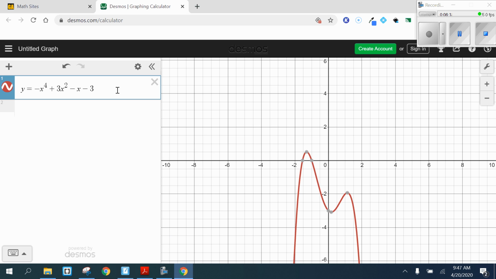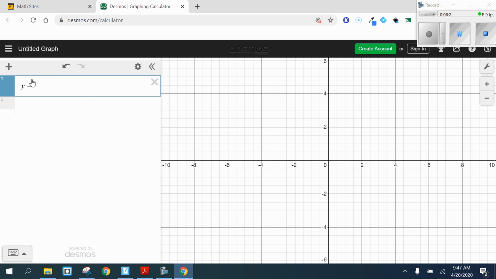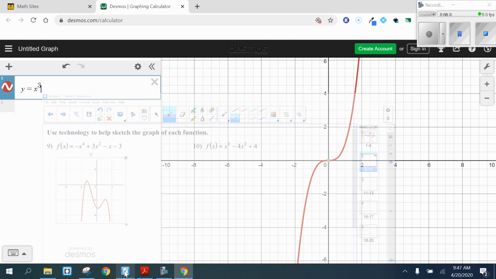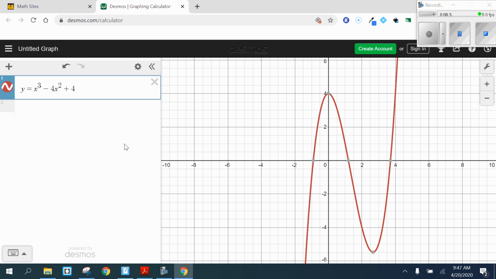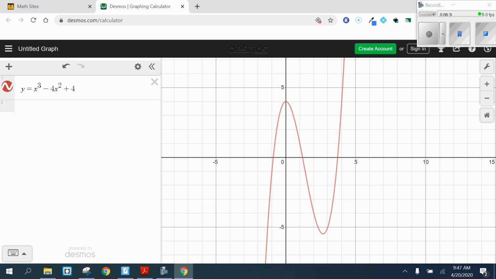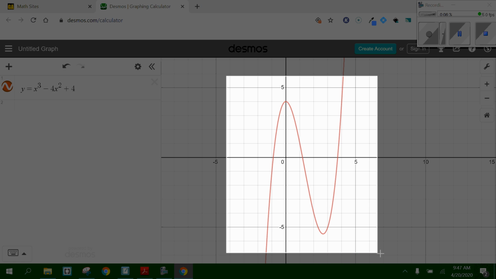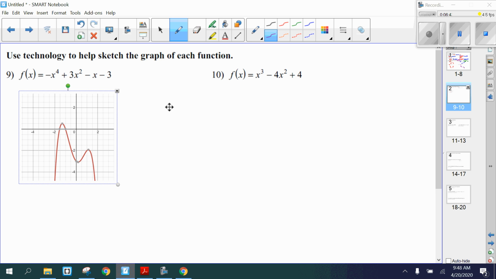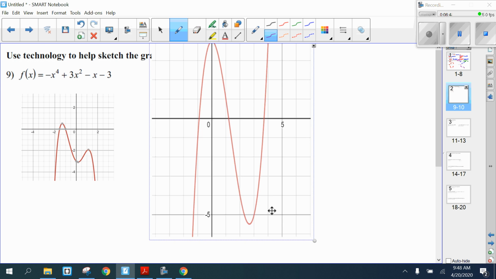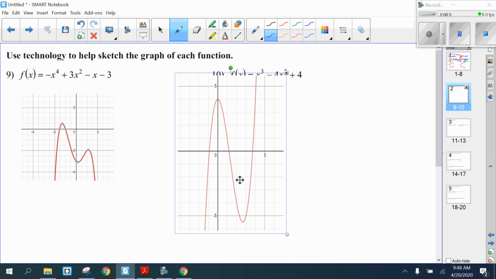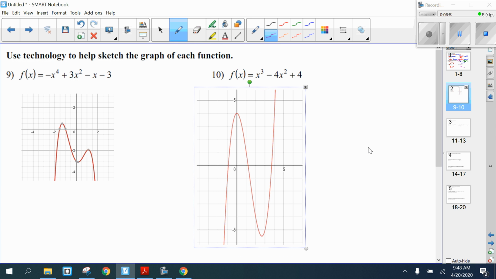So y equals x cubed minus 4x squared plus 4. Okay, so it looks like this. And you're not even going to have to draw by hand. You're just going to have to be able to match it up. It's going to be a multiple choice, so just make sure you pick the one that looks the most like it.